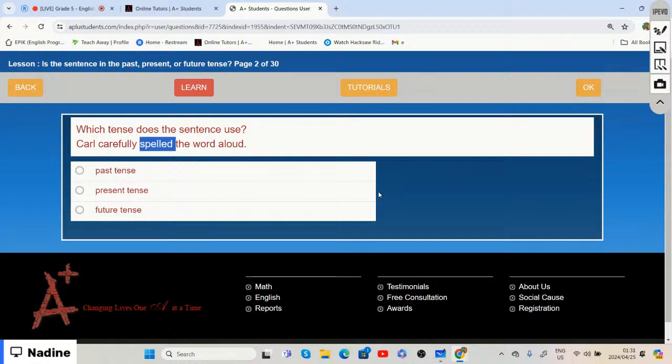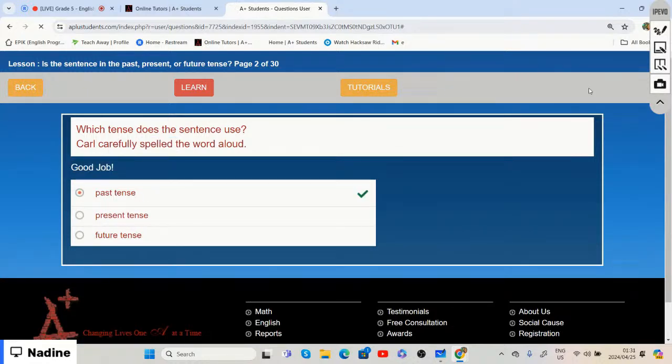Sometimes English can be very confusing because we can say Carl spell the word aloud, and that means he spells it now. Or we can say he spelled the word aloud, and that may also seem that it was in the past. English can be very funny because it can be very tricky. So basically, spelled is in the past.